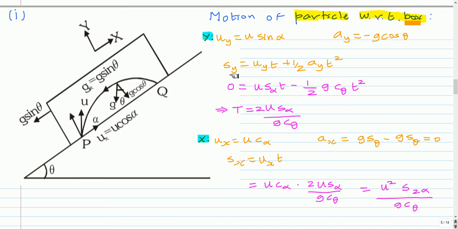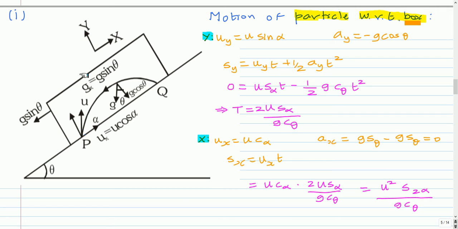Positive y is normal outwards of the plane, this is downwards of the plane, so acceleration is minus g cos theta. And using the equation of motion s equals ut plus half at square for the y motion, when the particle reaches here, the net y displacement is 0, and the initial velocity is u sin alpha into t, and acceleration is minus g cos theta, t square. So from this we get the time t, which is the total flight time. Let's denote that time by capital T. So we get capital T as 2u sin alpha divided by g cos theta.